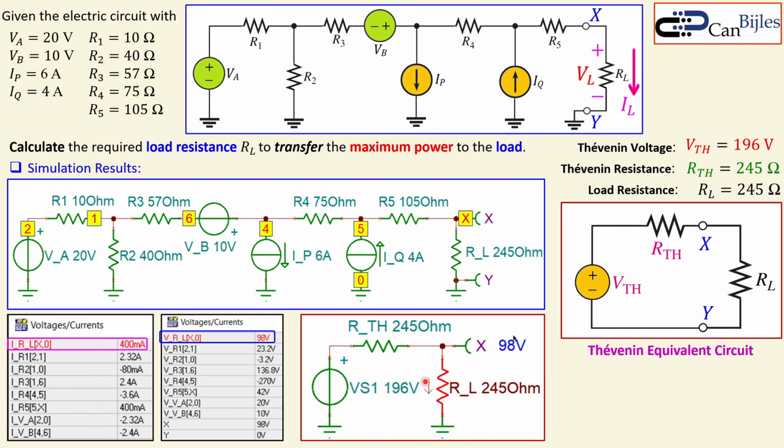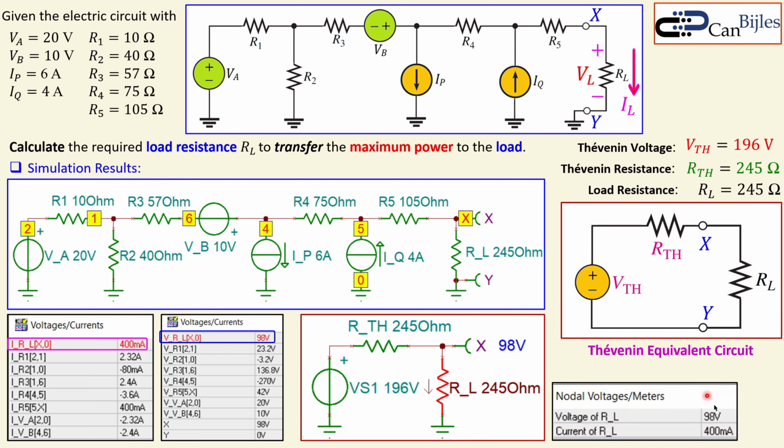We can also go directly and use a circuit for Thevenin, so the Thevenin equivalent circuit, and then RL connected. This is also similar to the original circuit. The only difference is that we only have two components here connected to the load. Now if I do the analysis here also, I get directly 98 volts, and also the current of 400 milliamps. So it is exactly the same as we have seen here.